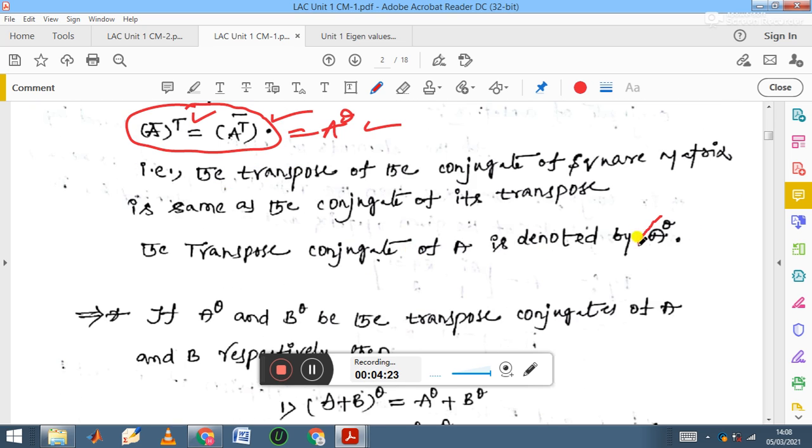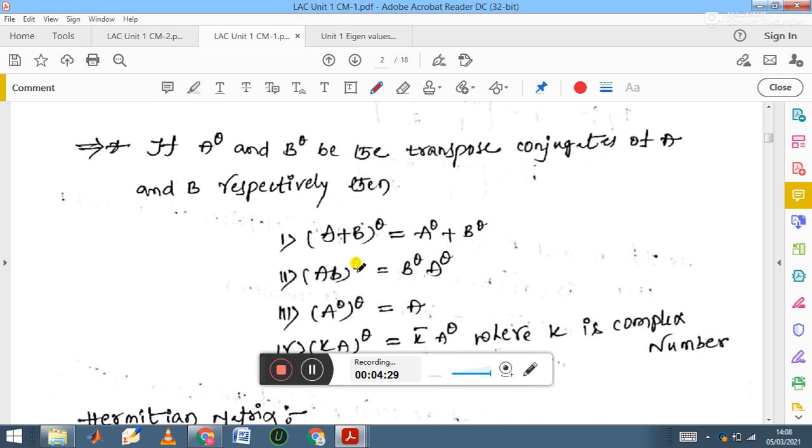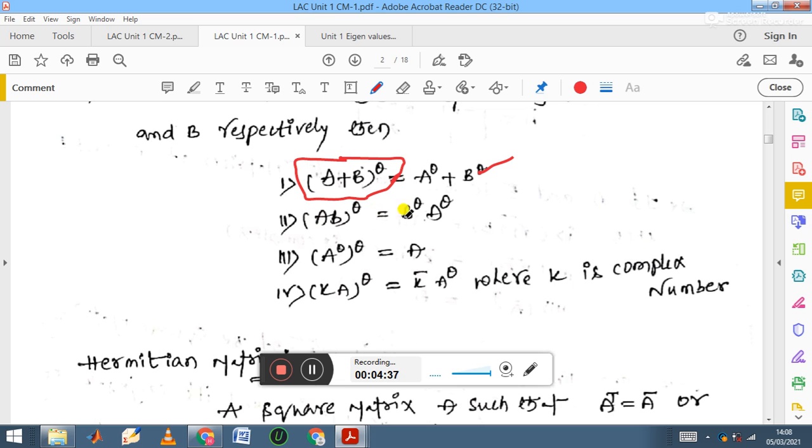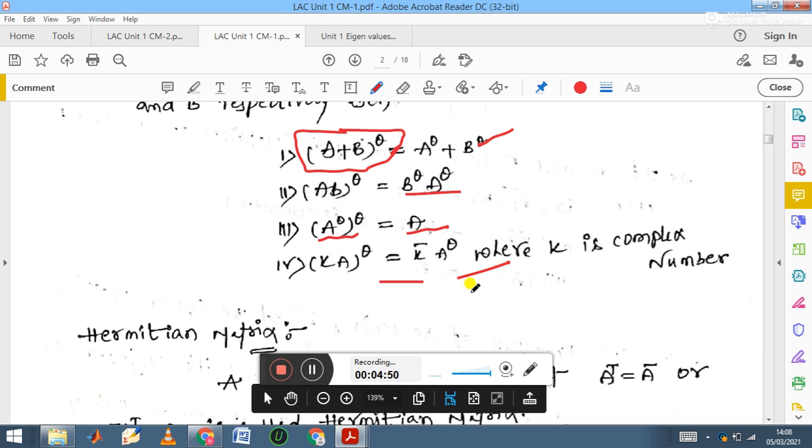Here A power theta is the notation. For this also we have a few properties. A plus B whole theta is equal to A theta plus B theta. AB whole power theta is equal to B theta into A theta. A power theta whole power theta is equal to A. kA whole power theta is equal to k bar into A power theta.